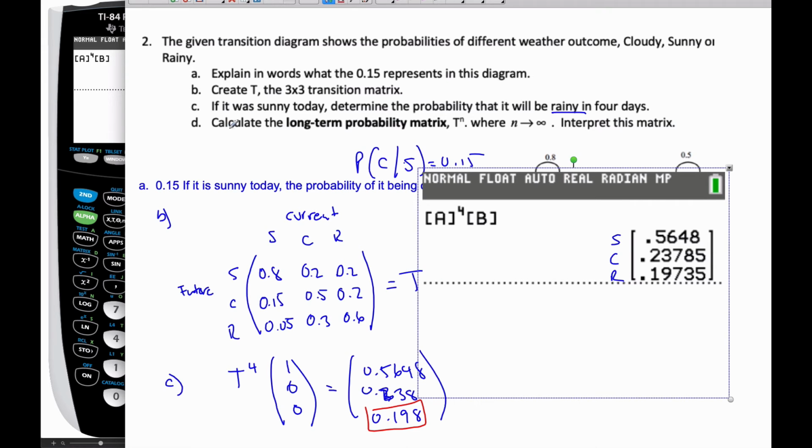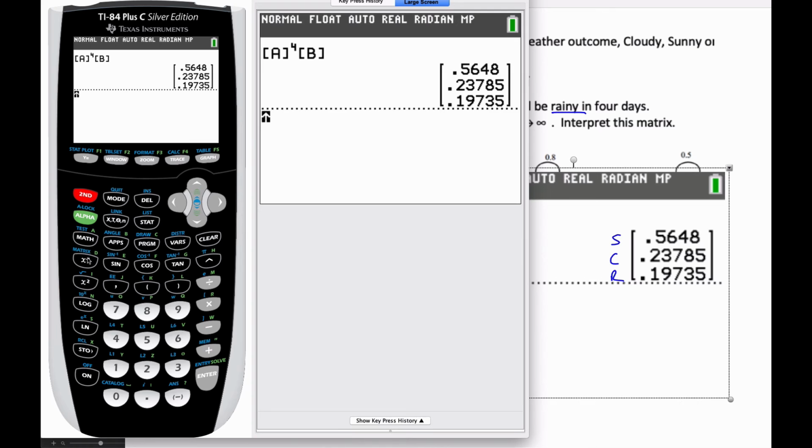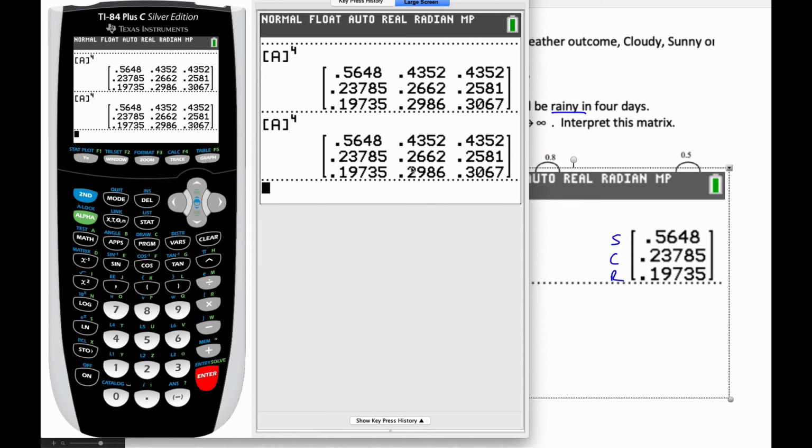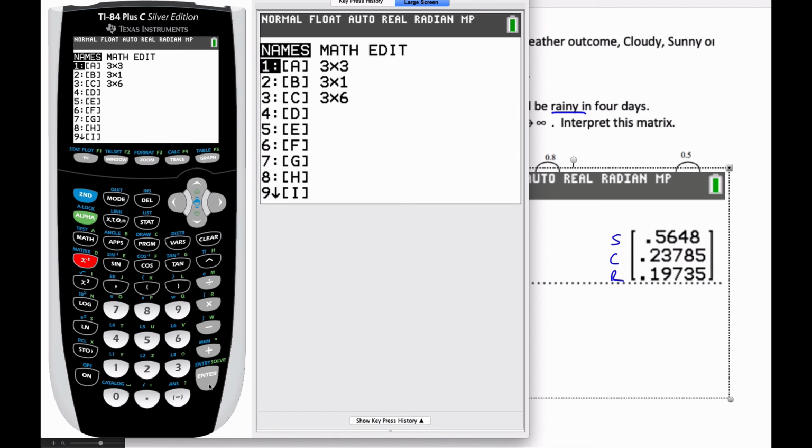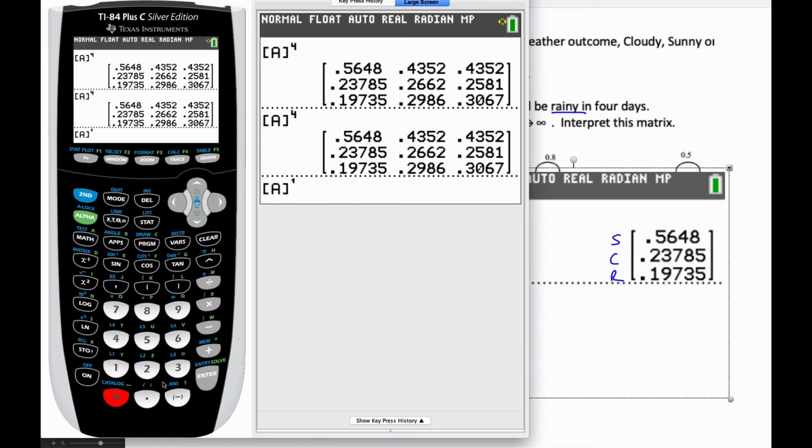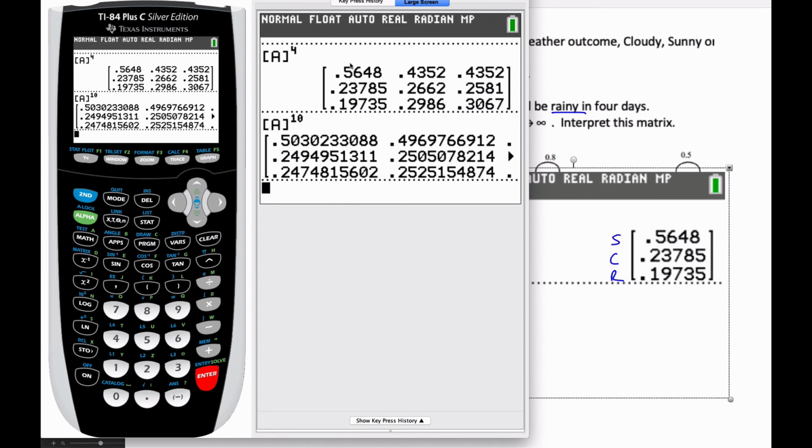Okay, and then finally, part D says to calculate the long-term probability matrix, T to the power n, where n goes to infinity. So we're looking for lots and lots of days. If I go to my calculator, I could raise A to, well, let's just do 4 again. We'll look at a couple of them. If I just did 4, I got this particular matrix, and this was the column that I got. But if I then do it to the power of, let's say, 10, 0.56 turned into 0.50, and 0.2492 and 0.2497.